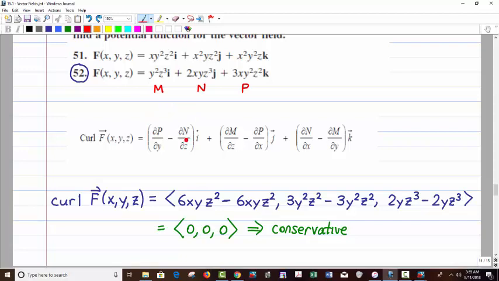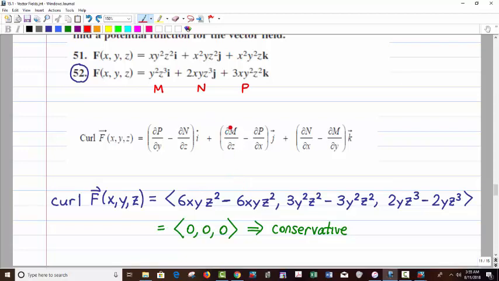So Py minus Nz. This partial with respect to y, bring the 2 down: 6xyz squared. And Nz, bring the 3 down, makes that 6xyz squared. Okay, so far so good. So we got 0 for the first one. Obviously, if any one of them is not 0, it's not conservative.